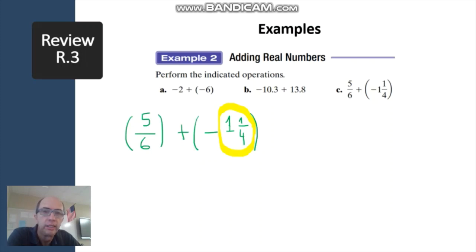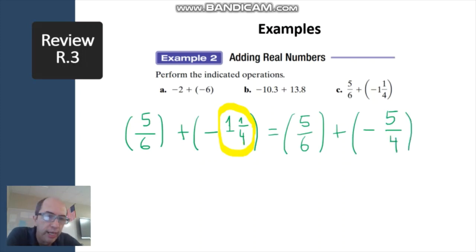And how do we do this? This number here is the integer part of the fraction, right? So 1 times 4, 4 plus 1, 5. So this is going to be equal, let's repeat, 5 over 6 plus negative 1 times 4 plus 1, 5 over 4.